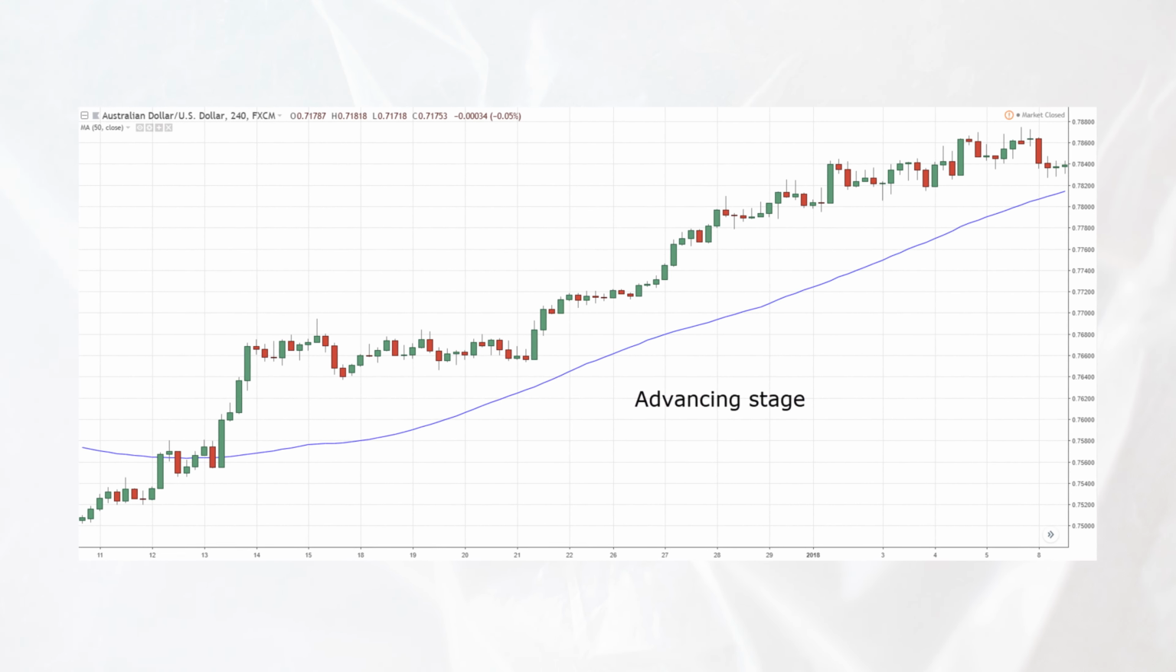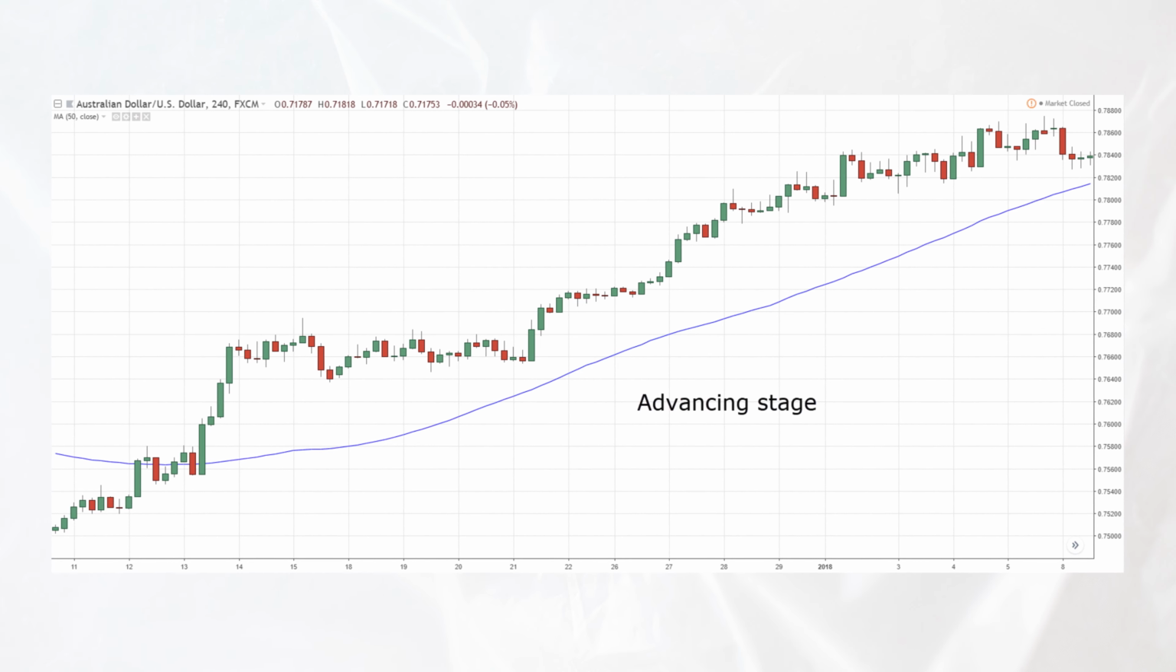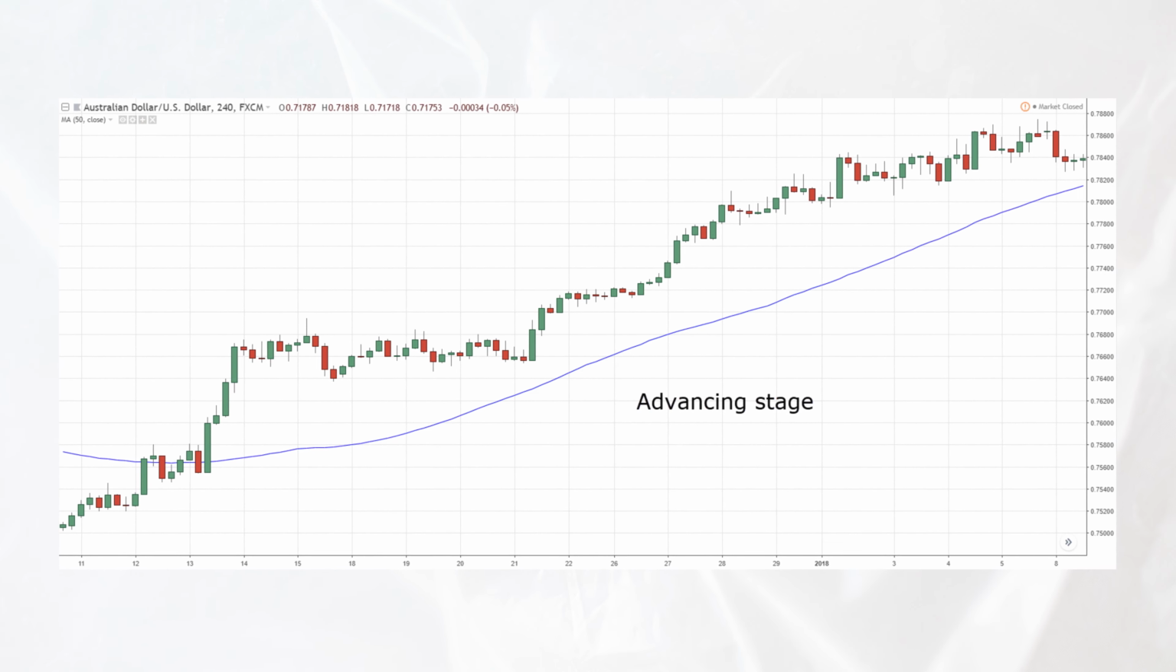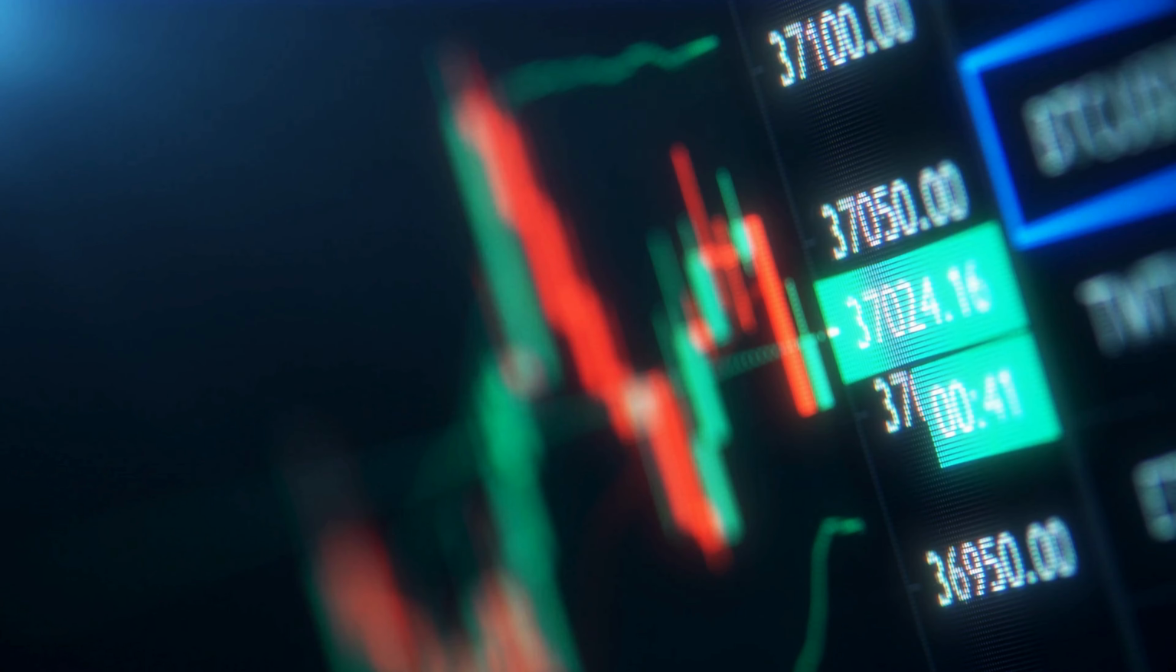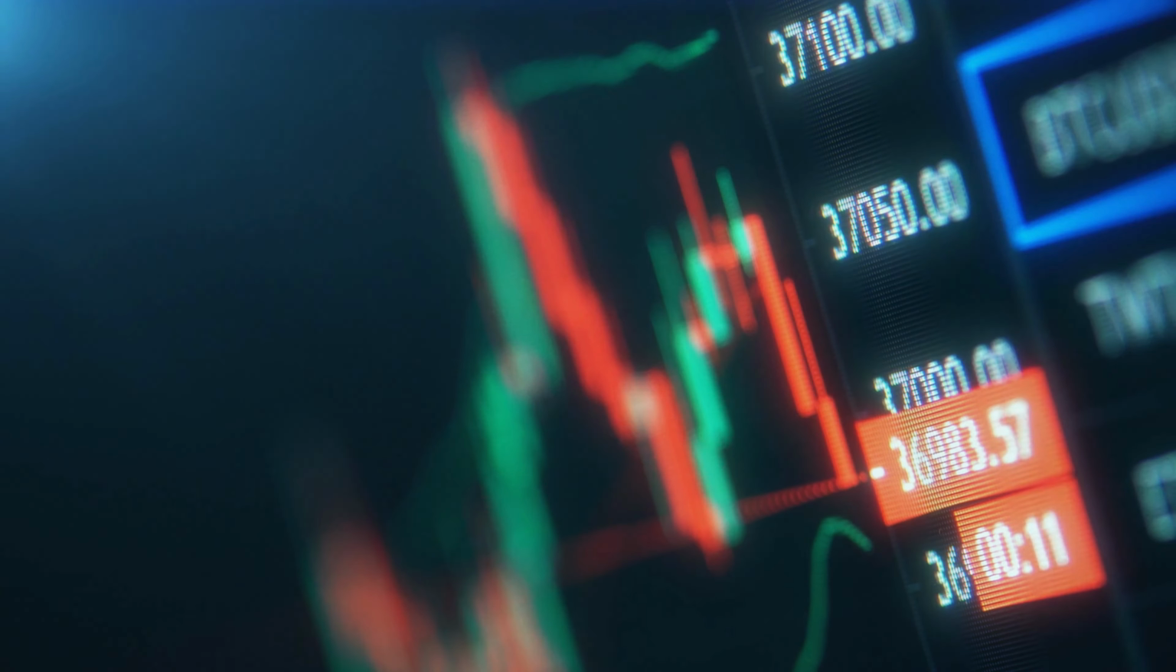Now, the advancing stage eventually will need to take a break because the early buyers will take profits and sellers will look to short the markets as prices are at attractive levels. When this occurs, it leads us to the next phase.